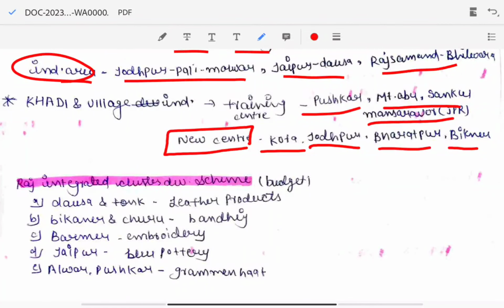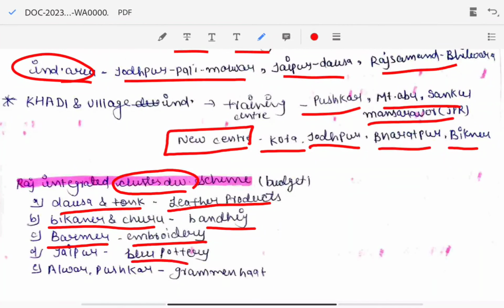Then in this year's budget we have this Rajasthan Integrated Clusters Development Program. There will be development of some clusters to encourage specific items from that particular area. So leather products from Dausa and Tonk, bandhej from Bikaner and Churu, embroidery from Barmer, blue pottery from Jaipur. Blue pottery was also there in one product. Then there will be Gramin haats from Alwar and Pushkar.